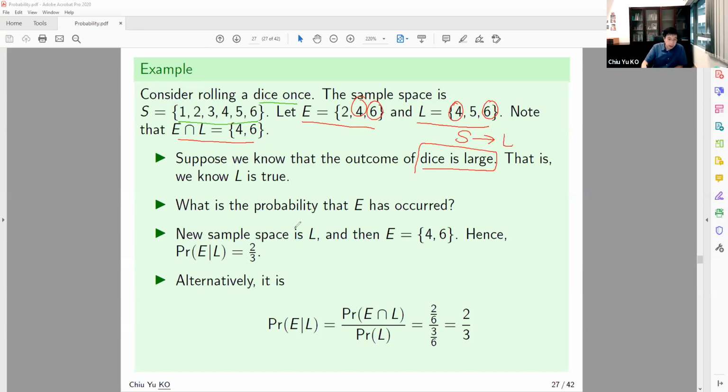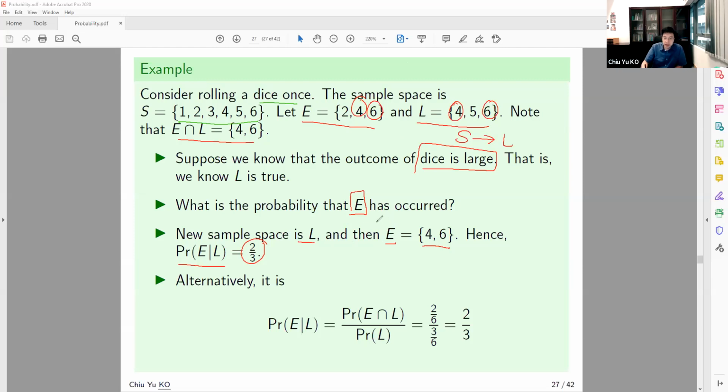And what is the probability E has occurred? So we know the sample space is L. The only even numbers in L are 4 and 6. So even becomes 4 and 6. That's why the probability of E given L is: there are 3 outcomes, 4, 5 and 6, and you have 2 favorable outcomes. So you have 2 thirds. And this is the way you change the sample space, right?